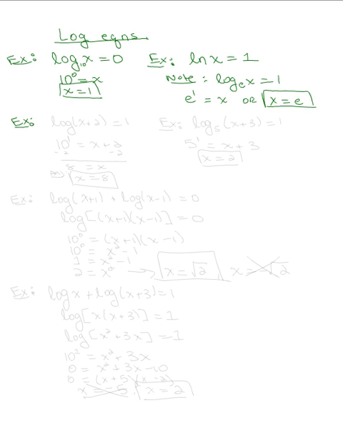Next, we'll consider log of the quantity x plus 2 equals 1. Again, the base is 10. It's not written. So in exponential form, we have 10 equals x plus 2, a basic linear equation. We can subtract 2 from both sides, and we get that x is 8. Or we can write x equals 8 as our answer.